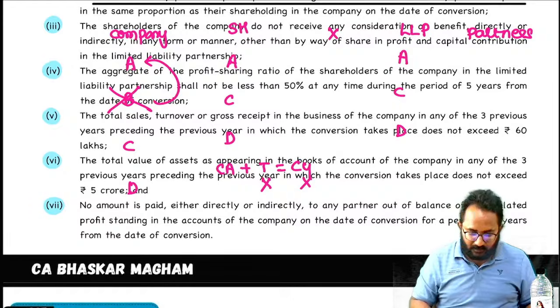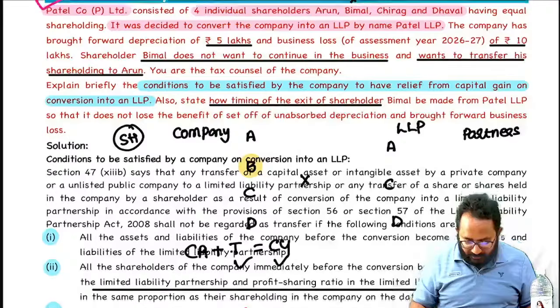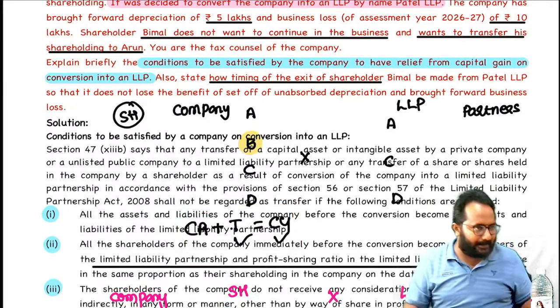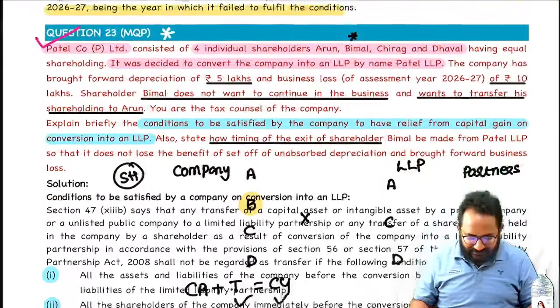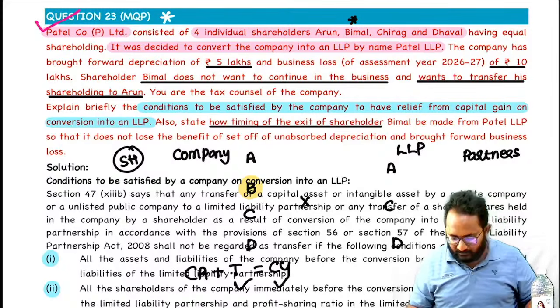So the timing of exit: before conversion or after conversion? Before conversion. After conversion, if any change in shareholding is done, what is the loss to the company? The company is required to pay the capital gain tax. Understood? So this question is still not tested. At any time they can test it in our examinations.